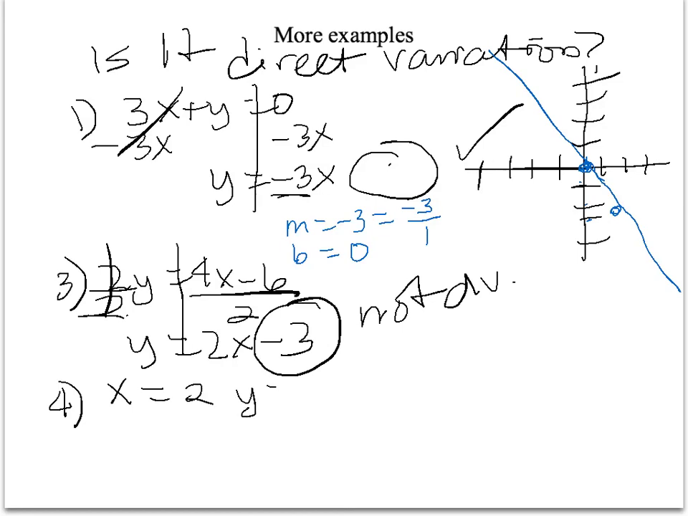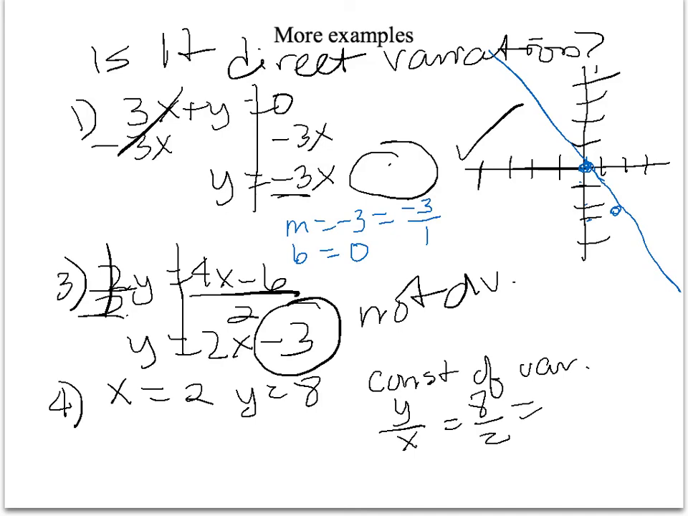The last thing you're going to need to do, so let's just say a line goes through x equals 2, y equals 8, and it's direct variation. So you need to write the equation for direct variation. First thing you want to do is find the constant of variation. And the way you do that is you divide y by x. So I have 8 over 2, which equals 4. So that's my constant of variation. Now, if I want to put this into a direct variation equation, it becomes y equals 4x. And there's my direct variation equation.